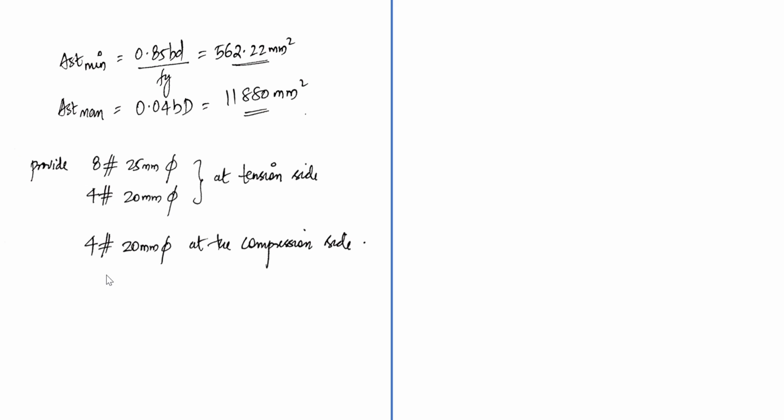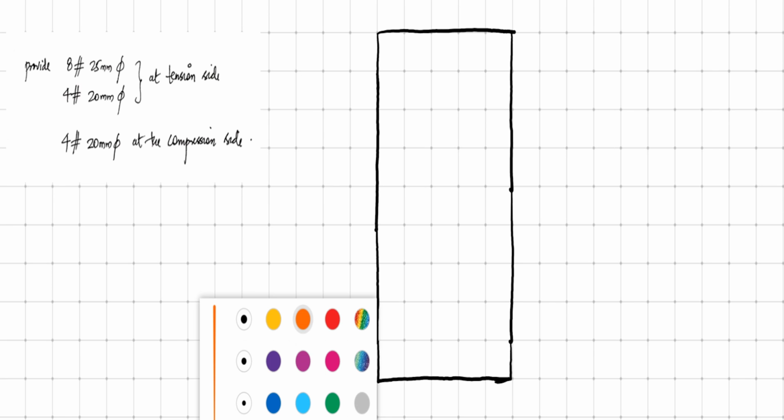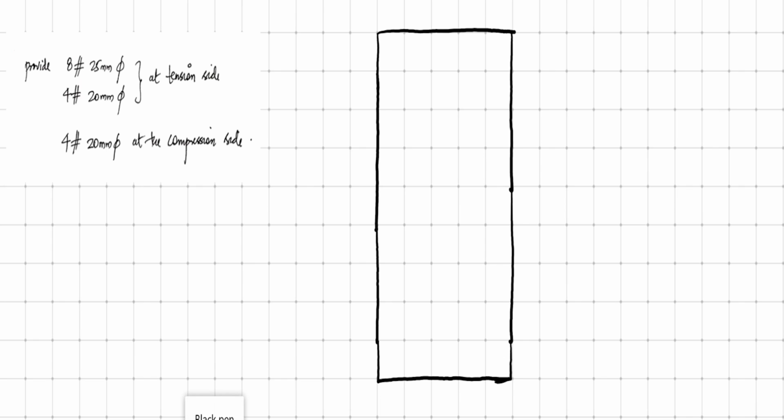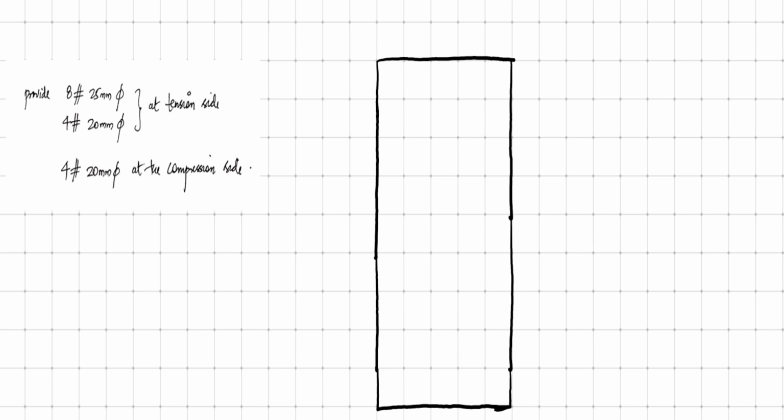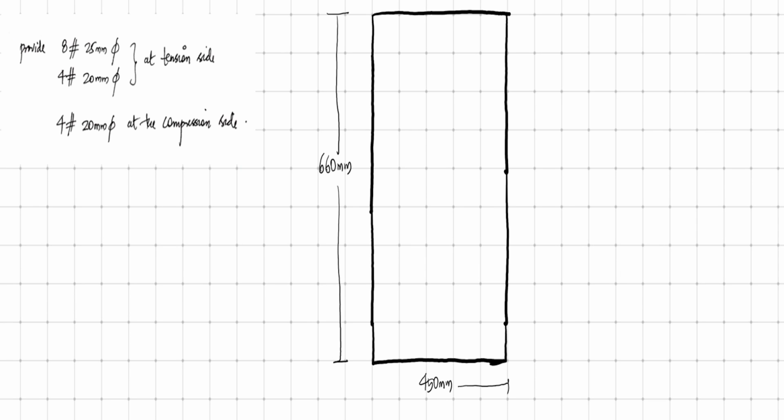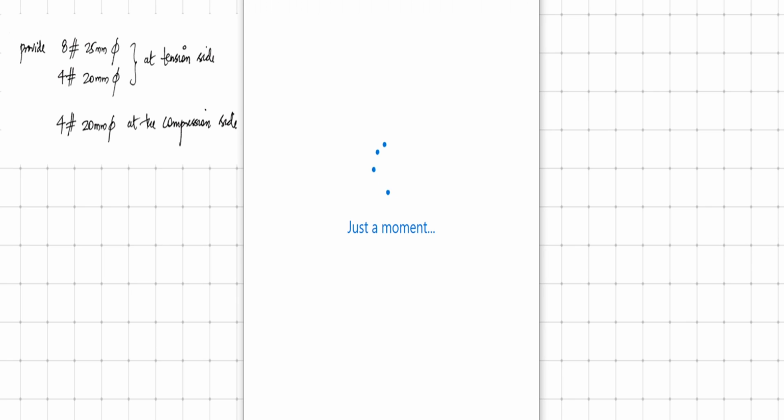So if I am drawing the section details, we have a section with overall depth as 660 and width as 450 mm. It's a very big section actually. I have obtained 8 numbers of 25 and 4 numbers of 20. So we will provide this in 2 layers, and we will keep a 25 mm bar in between. This will provide 4 bars of 25 in this layer and 2 numbers over here, and similarly 4 bars of 25 at the top. 25 mm I'll denote by red pen, and this 20 mm I'll denote by green.